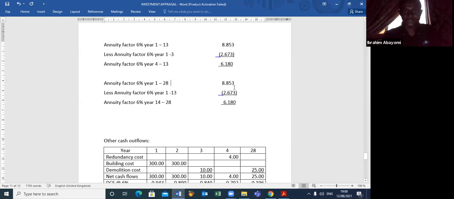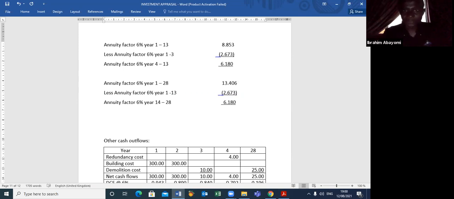So let's get our figures. 1 minus 1.06 raised to power minus 28, divided by 0.06. This will give me 30.406.